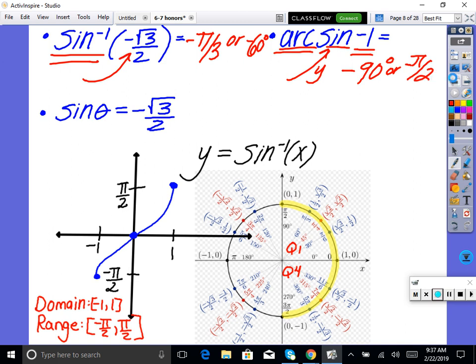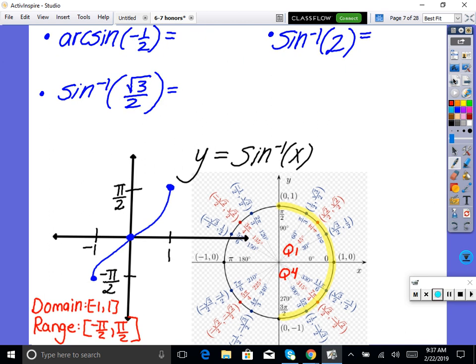Okay, awesome. What the heck? I swear I skipped a slide. I did. Okay. All right, I wanted to do a couple before I got to that next one. What angle has a y value of negative a half? Answer it. Negative pi 6 or negative 30 degrees. Same thing? Good. What angle has a y value of root 3 over 2? 60 degrees. Okay, I think we're getting the picture.